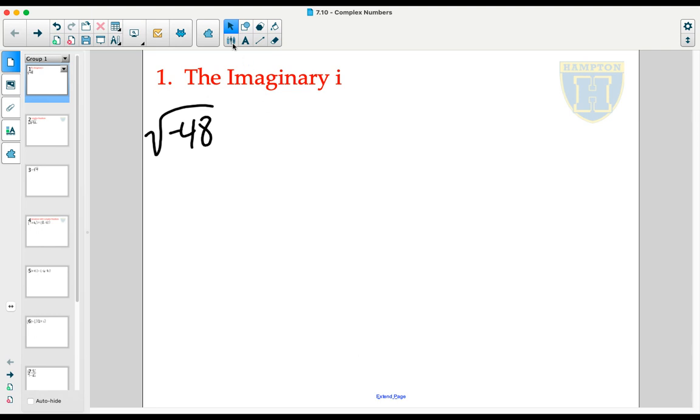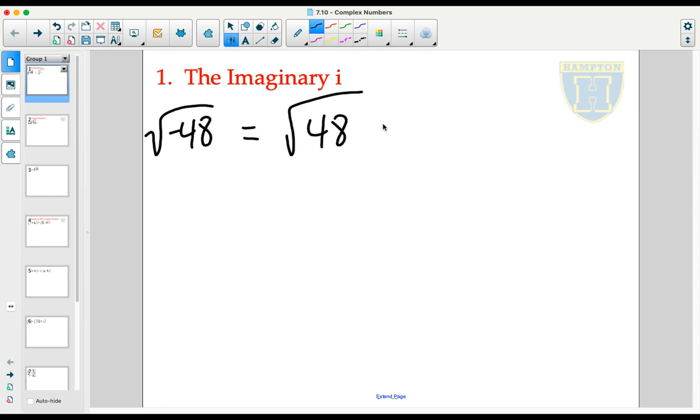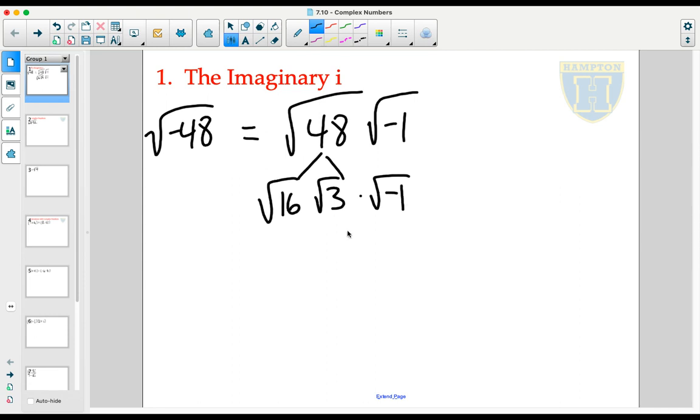We're going to use our understanding of square roots to rewrite the square root of negative 48 as the square root of 48 times the square root of negative 1. Rewriting the radicand of negative 48 as 48 times negative 1 allows us to do two things. First, we can split the square root of 48 on its perfect square, the square root of 16. And second, it allows us to separate out this square root of negative 1, which we have now defined to be the i.